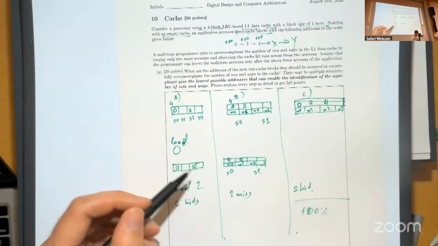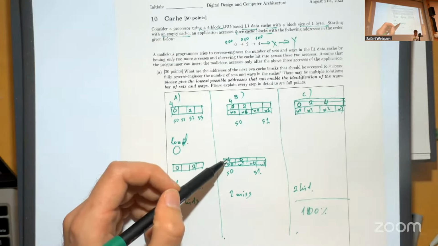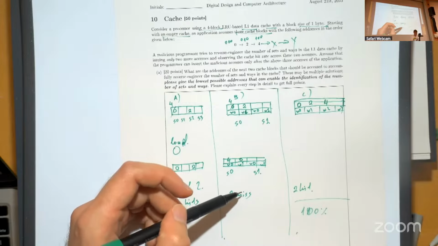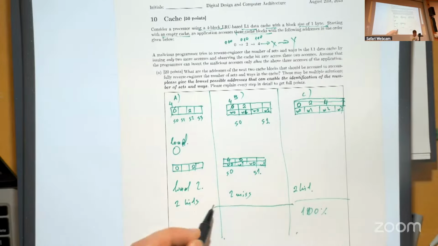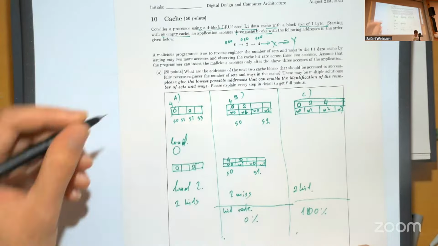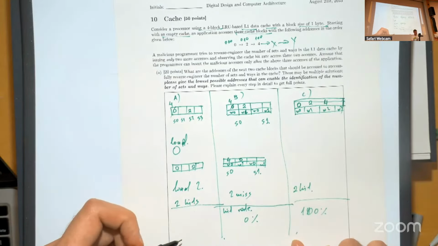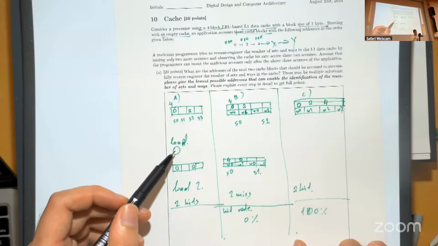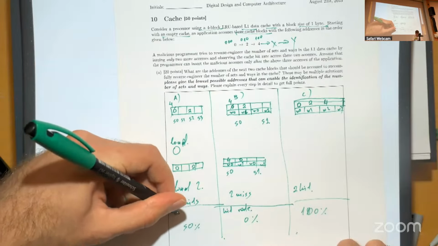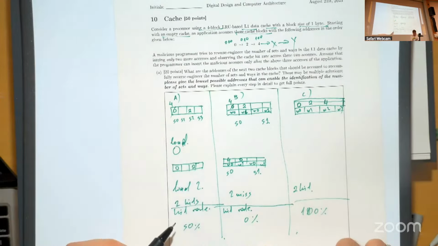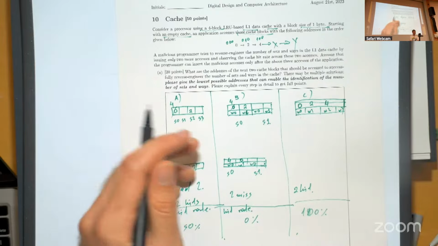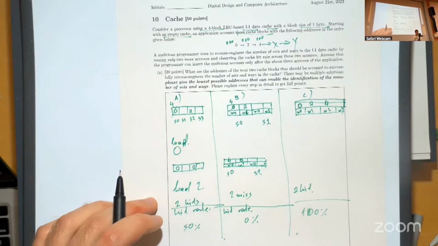For the B configuration, we missed both on the 0 and on the 2. So that means that we had a 0% hit rate. And for this configuration, we had a miss on the load of 0 and a hit when we loaded 2. So that means that we had a 50% hit rate. So you can clearly see that with this access pattern, we can distinguish between the 3 cache configurations, and we can reverse engineer which one this is.